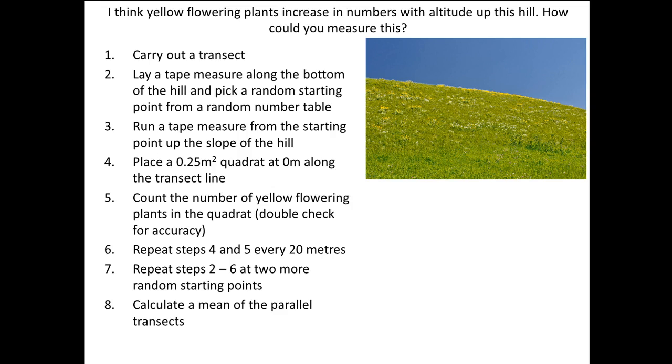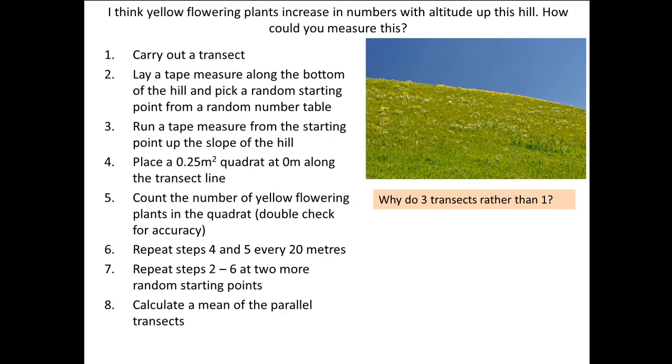Okay, and then we do all that again at some other random points. So I end up with 3 transects, and I do a mean of parallel transects. Okay, so yes, this is called a transect. You still use a quadrat. You still bring in randomness by having a random starting point. And it's free of bias because you're doing it at predetermined distances. But the rest of the skill is the same.